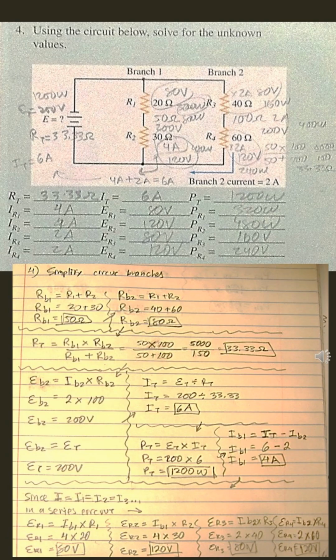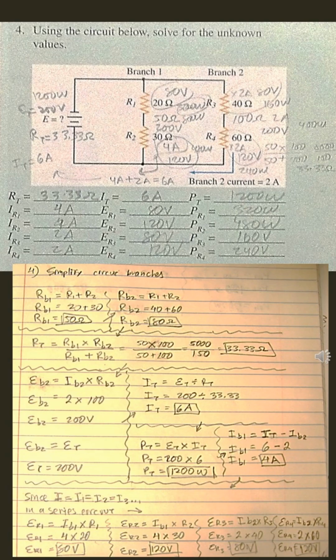We begin with the voltage drop at R1, which is the current at B1 times the resistance at 1. In this case, it is 4 amps times 20 ohms, or 80 volts. We do the same thing with the voltage drop at resistor 2, which equals the current at B1 times resistor 2's value, which is 4 amps times 30 ohms, or 120 volts. Same thing with the voltage drop at resistor 3, which equals the current at B2 times the value of R3, or 2 amps times 40 ohms, equals 80 volts.